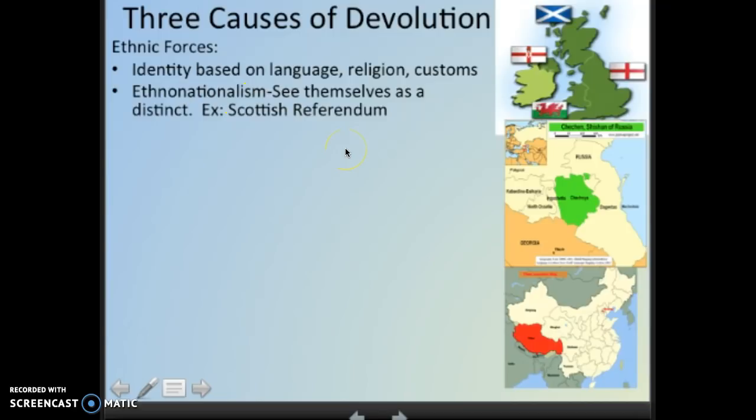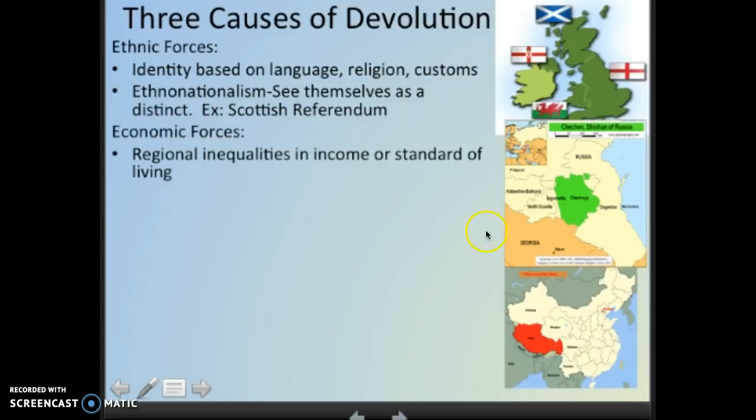You have economic differences. There might be inequalities in the standard of living in some places, and these regions might feel like they're having to economically prop up the rest of the country, and they feel like they should be able to make some decisions on their own.